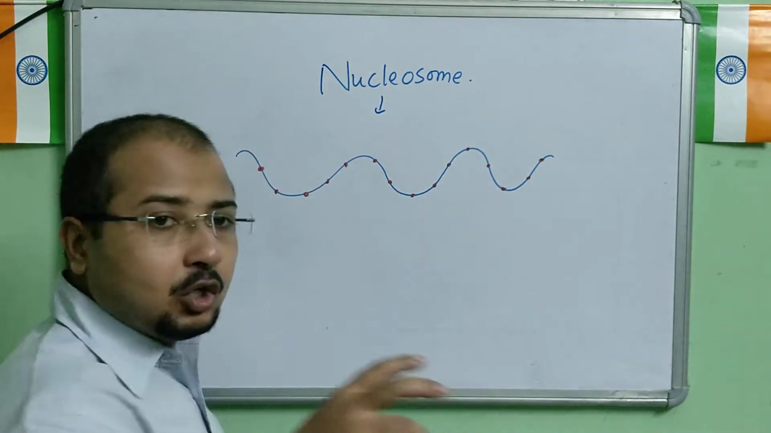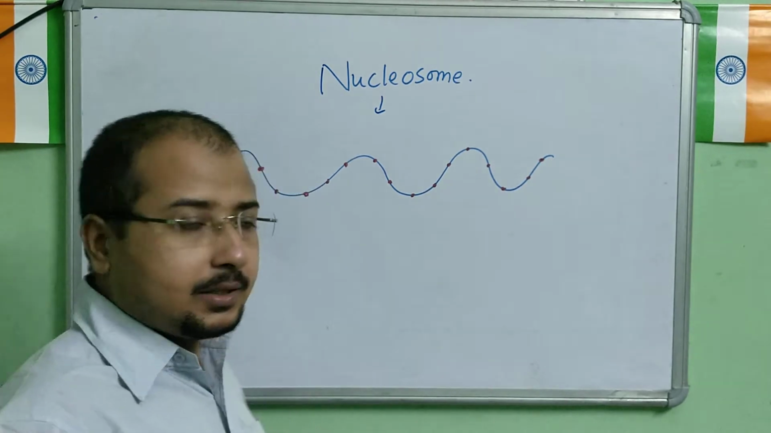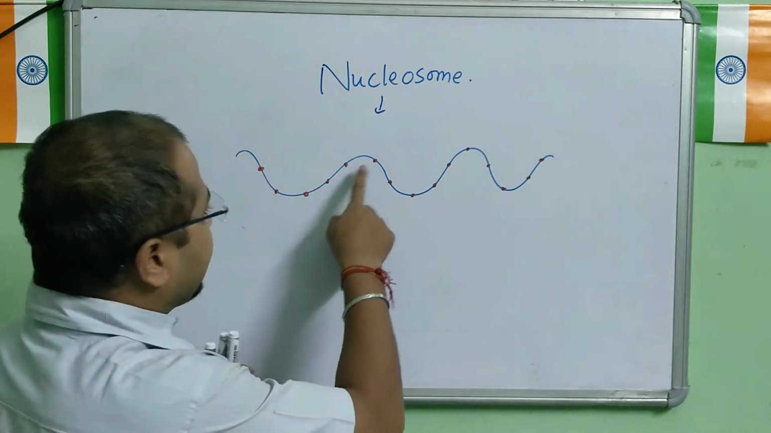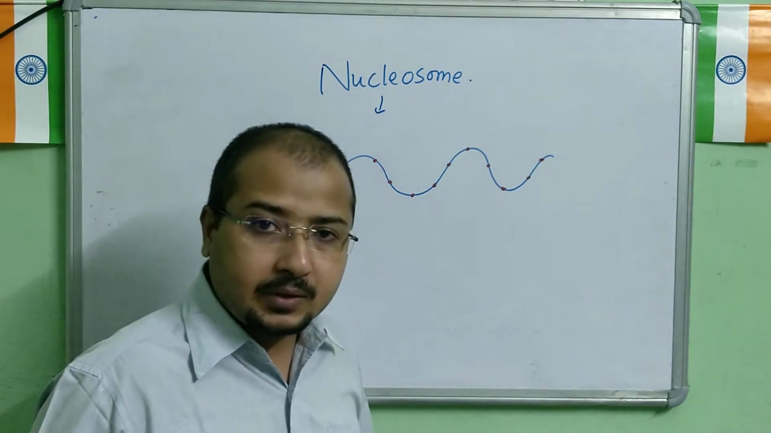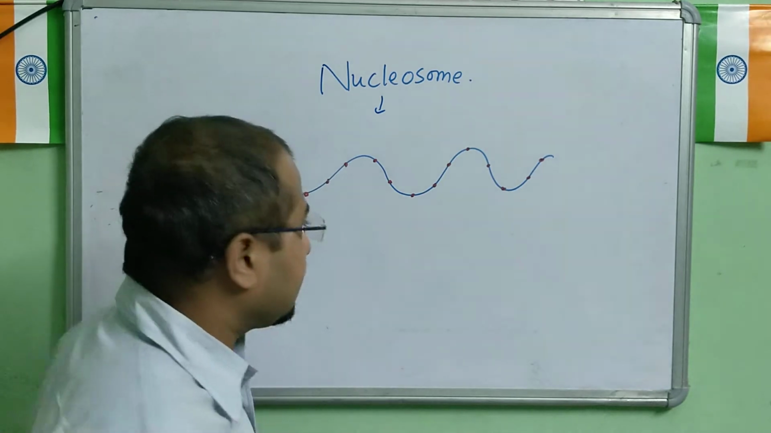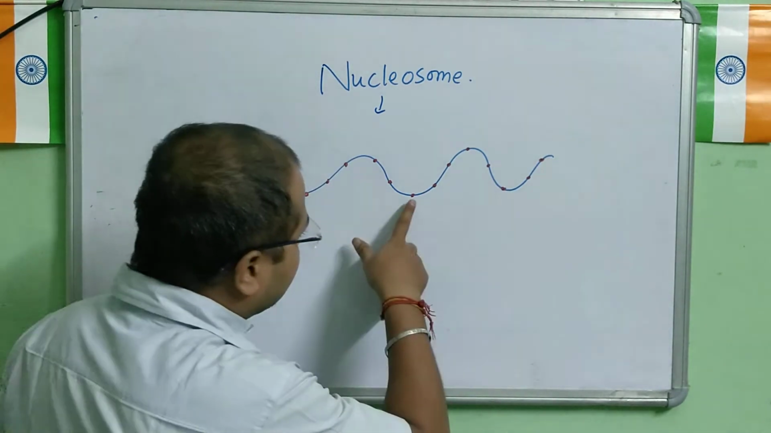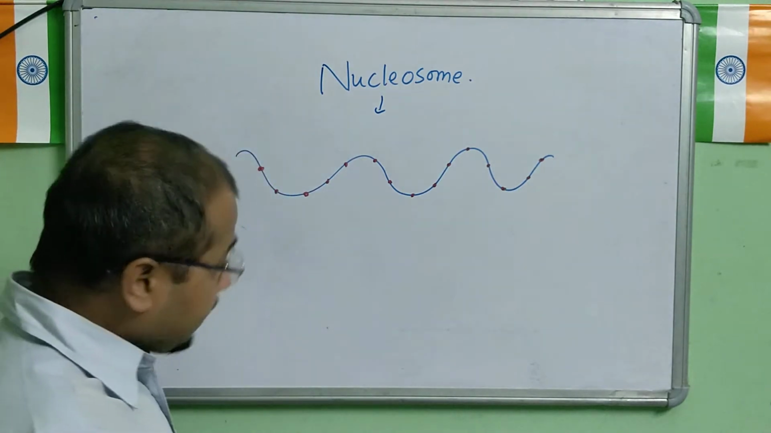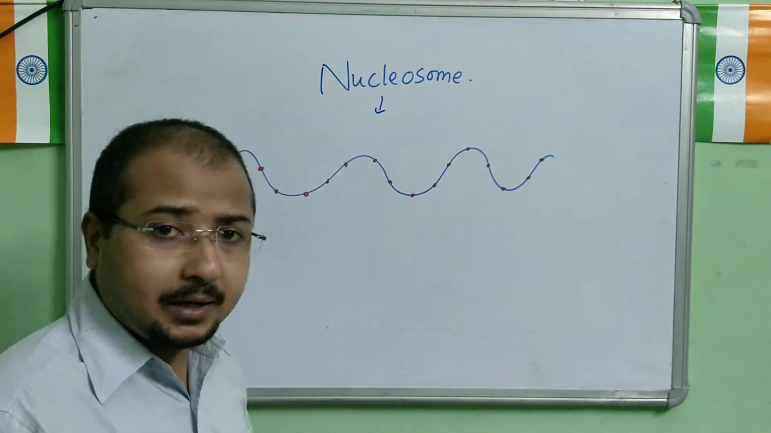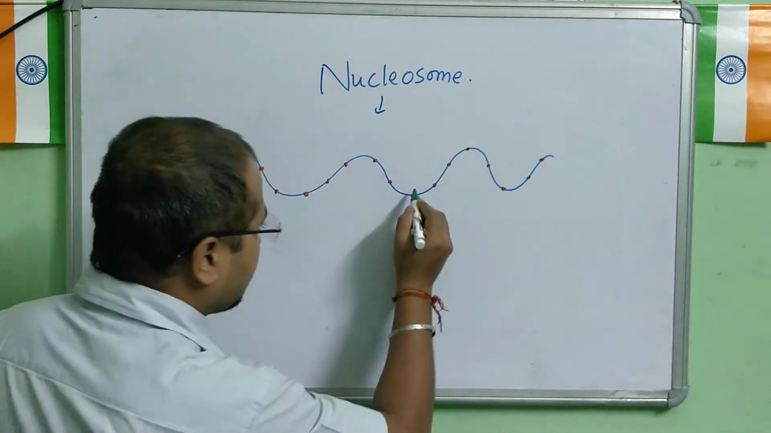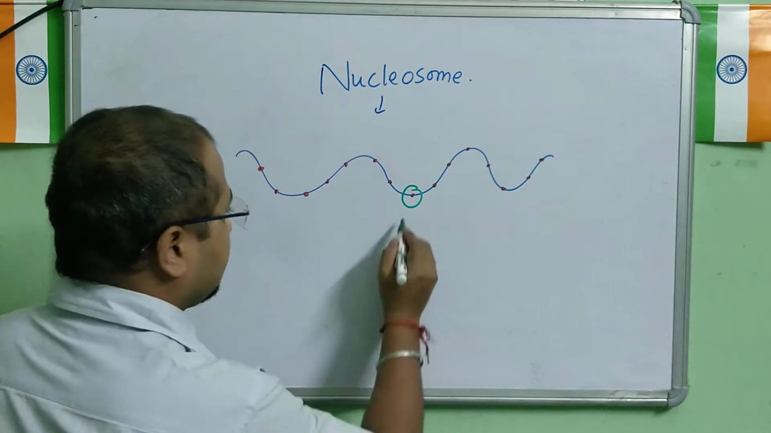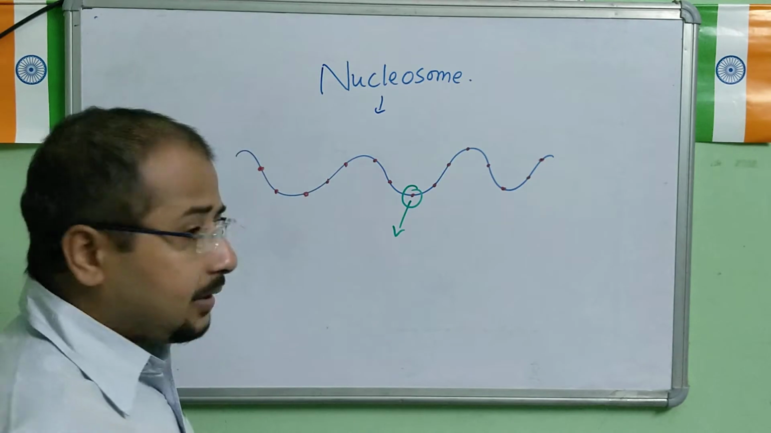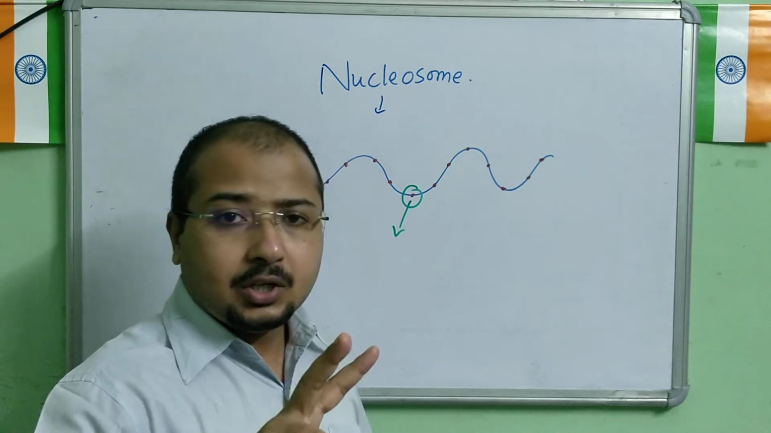Now if we look into each of these beads, we will see some composition here. But the rest of the blue thread, the blue part, is the DNA. There should not be any confusion in it. I am going to talk about these beads. If I magnify one of the beads, what exactly will I see here?